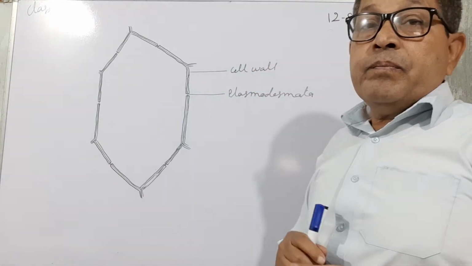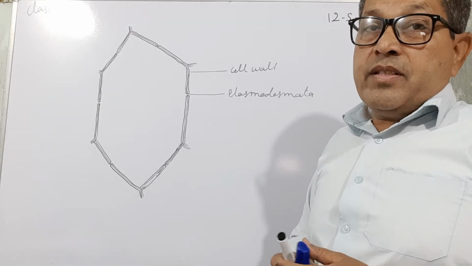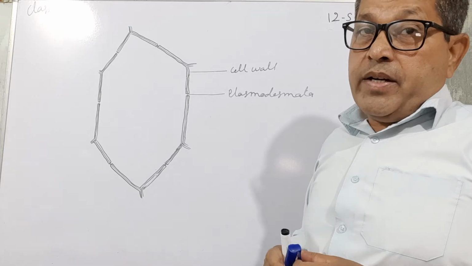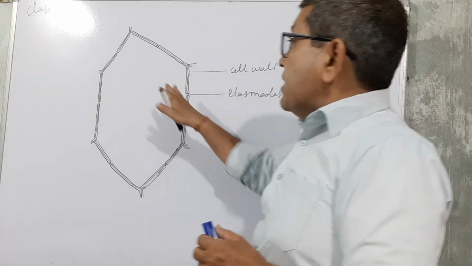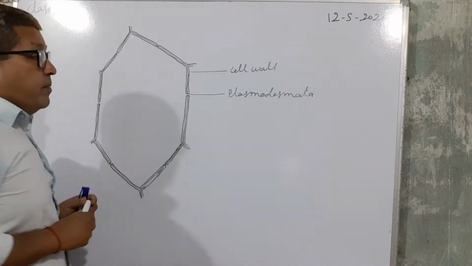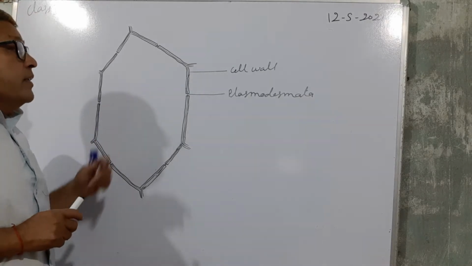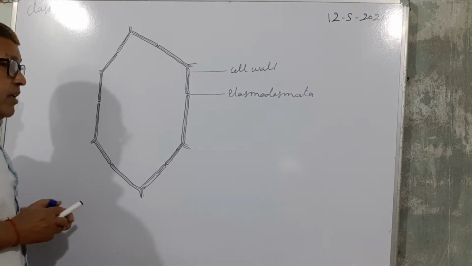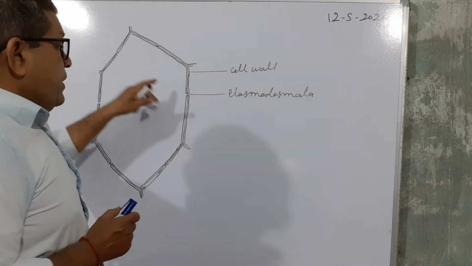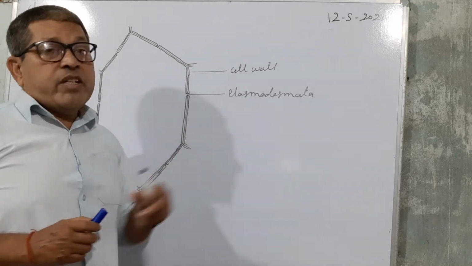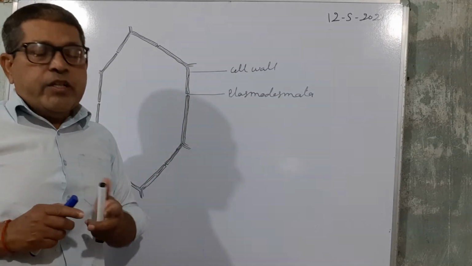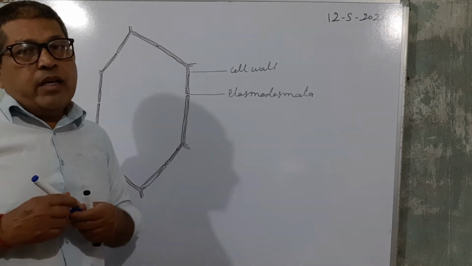We are studying the structure of the cell. So I am making the diagram of a plant cell. This is the outermost boundary of the plant cell, and this is called the cell wall. The cell wall has plasmodesmata, by which one cell makes a cytoplasmic connection with another cell.